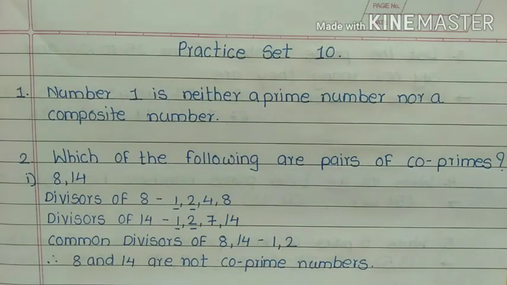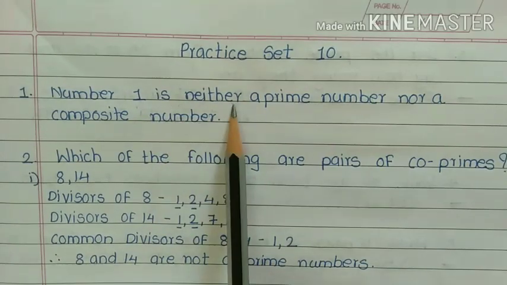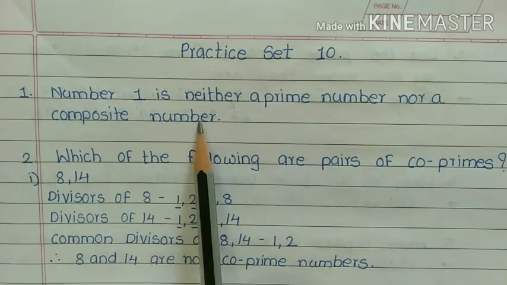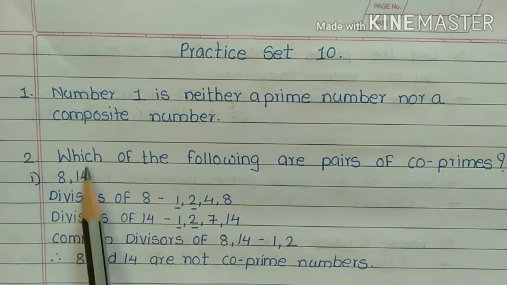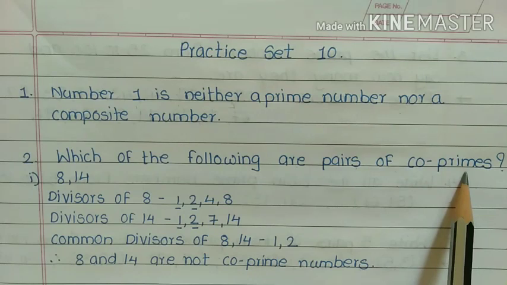Let us start with practice set 10. Which number is neither a prime number nor a composite number? Number 1 is neither a prime number nor a composite number. Second question. Which of the following are pairs of co-prime numbers?